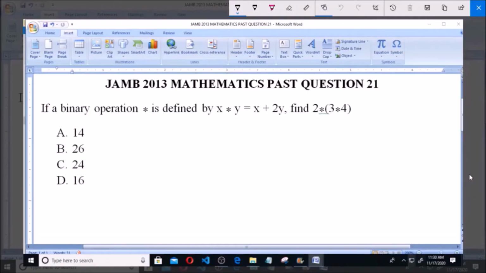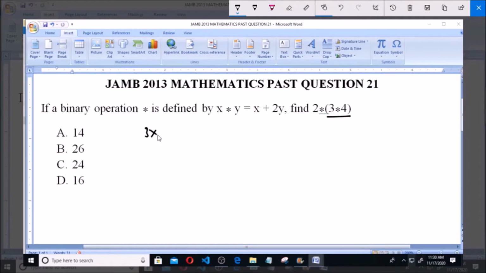Good day and welcome. I'll be answering JAMB 2013 Mathematics Past Question 21. If a binary operation asterisk is defined by x asterisk y equals x plus 2y, now find 2 asterisk into brackets 3 asterisk 4. Now first of all we have to deal with the one in the brackets, which is 3 asterisk 4.